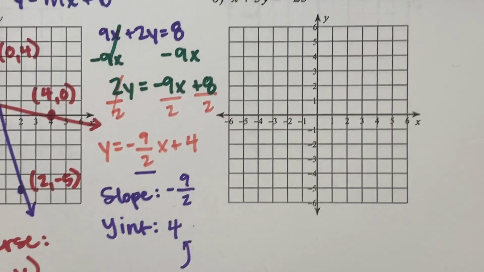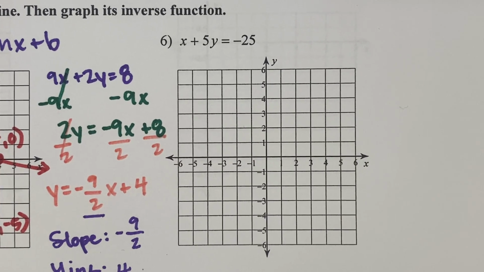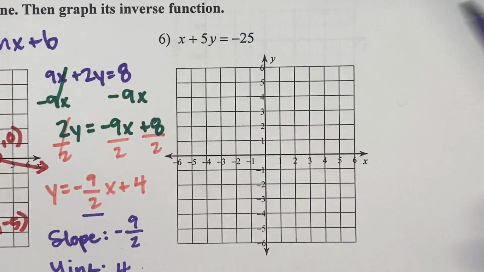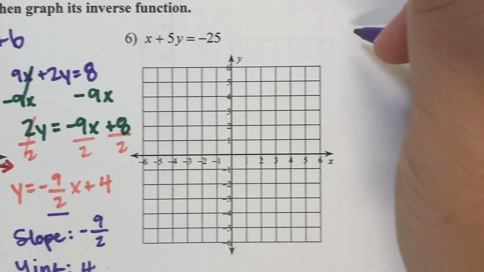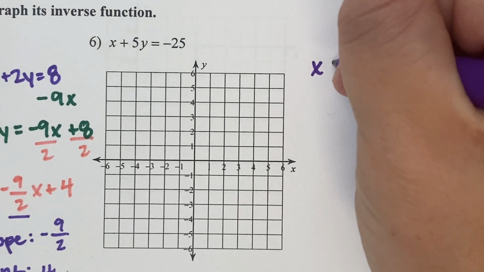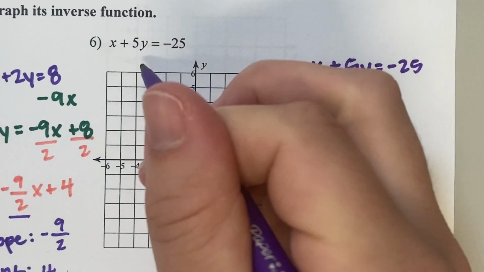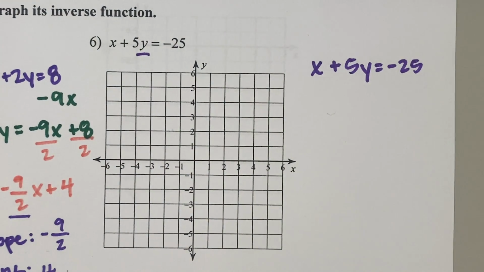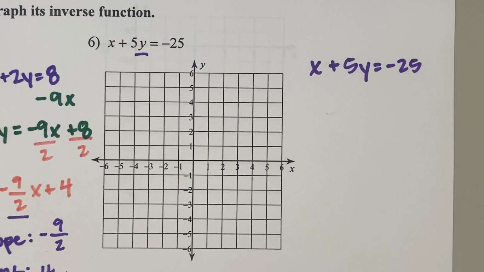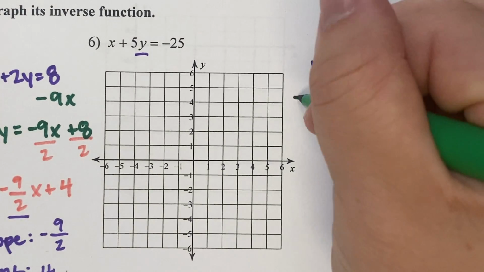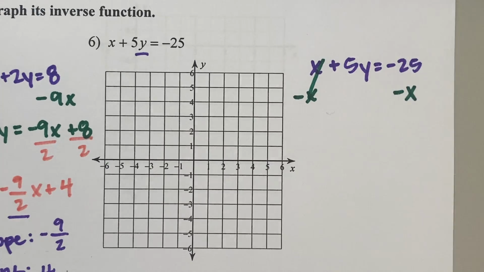Okay, so let's do that again on number 6. Okay, so the first thing I want to do is I want to take this equation from standard form to slope-intercept form. So I'm just going to go ahead and rewrite it over here so I have some room. X plus 5y equals negative 25. Remember, we're trying to get that y by itself. So the first thing I need to move or get rid of is that positive x. Well, the opposite of positive x is negative x.